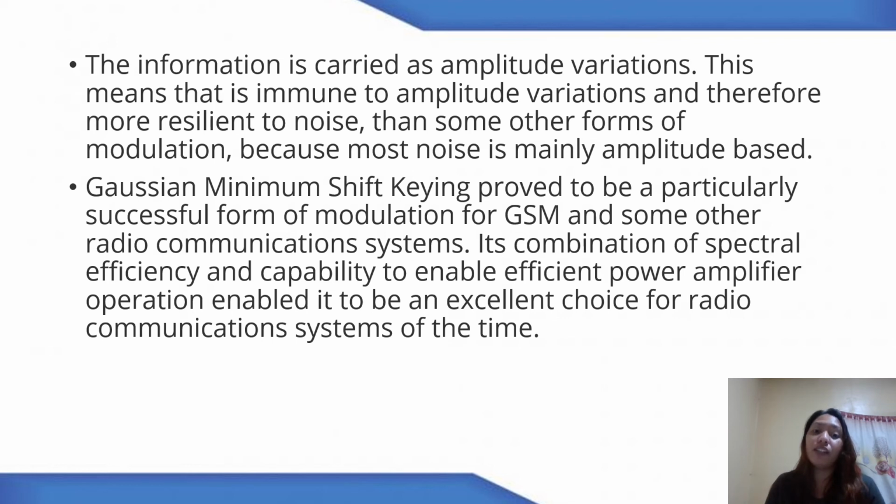Gaussian minimum shift keying proved to be a particularly successful form of modulation for GSM and some other radio communication systems. Its combination of spectral efficiency and capability to enable efficient power amplifier operation enabled it to be an excellent choice for radio communication systems of the time.